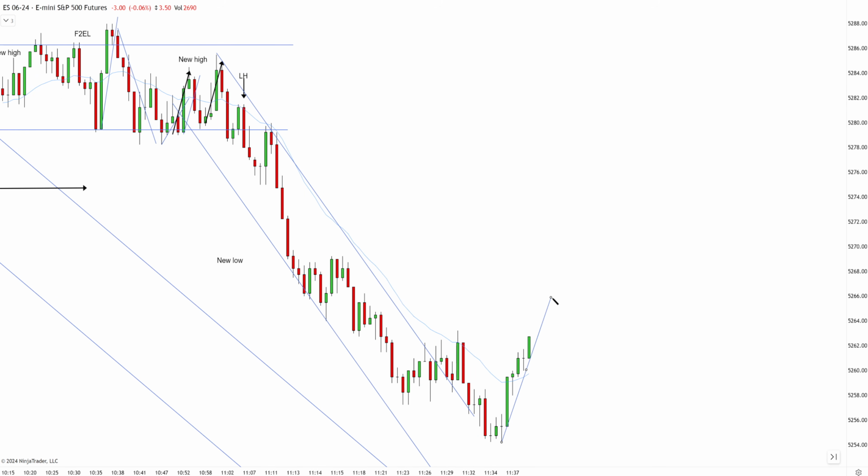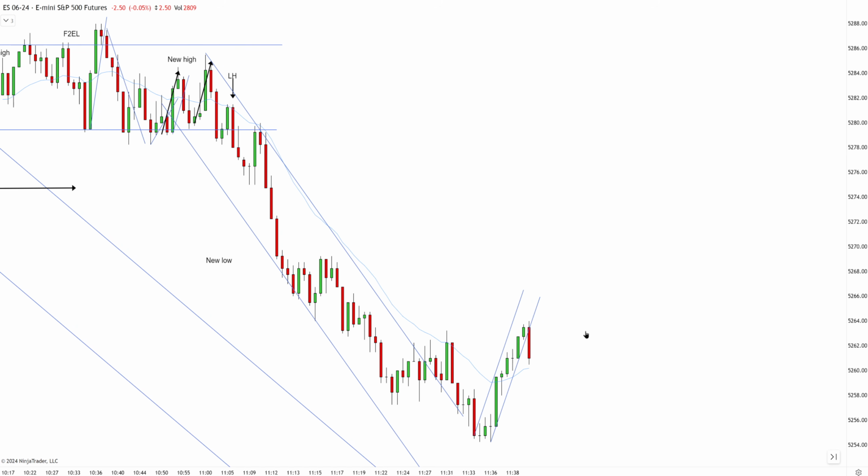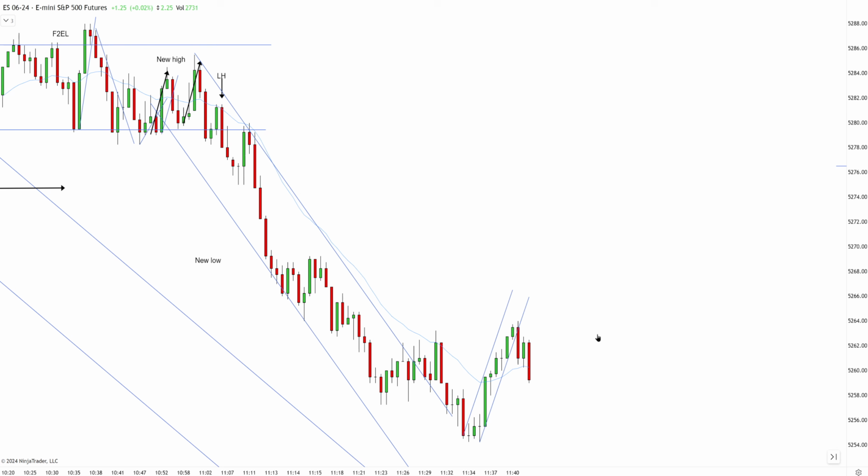There are always going to be setups. It's better to miss a setup than to take a setup because you have a fear of missing out, or you're just taking an impulsive setup. You want to jump the gun.